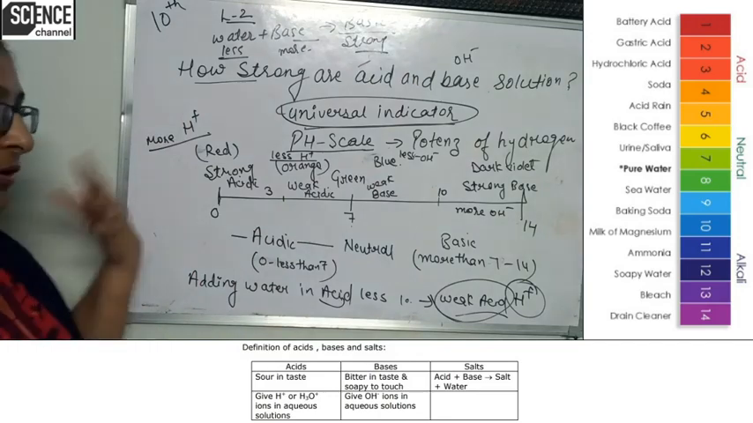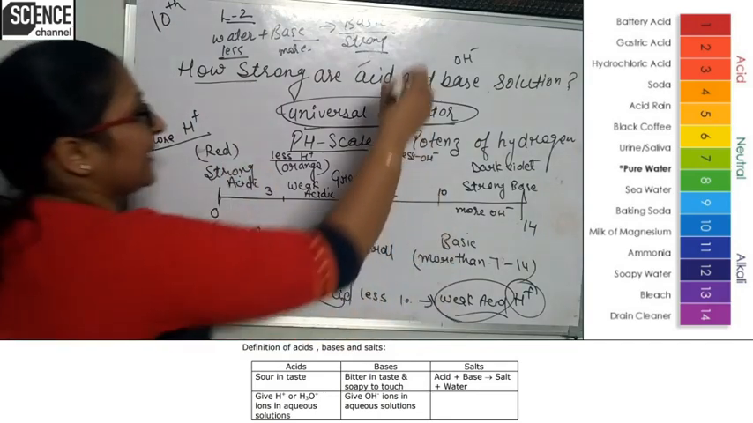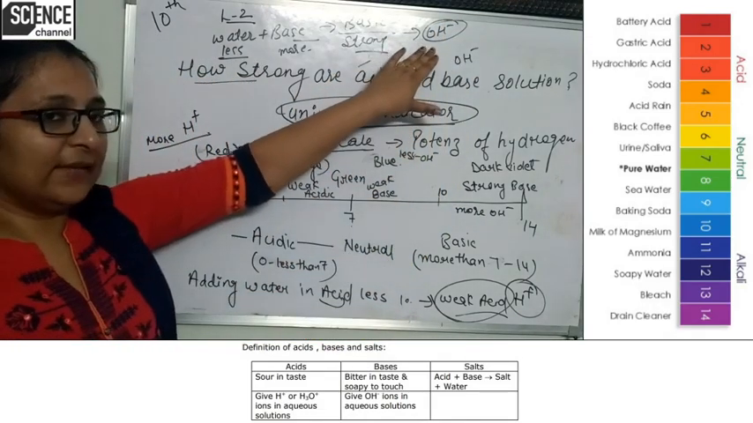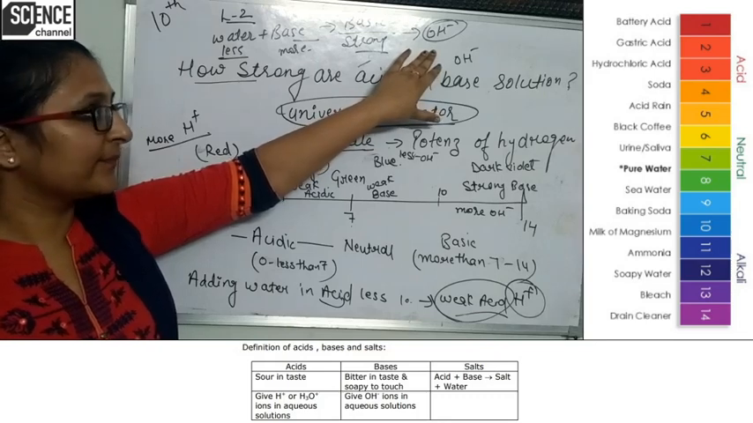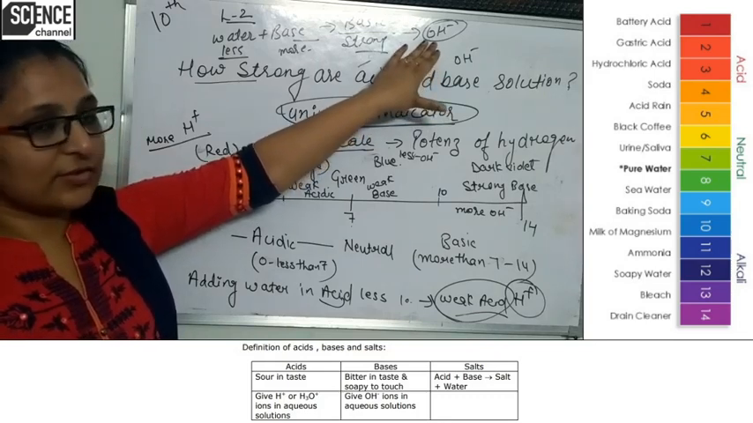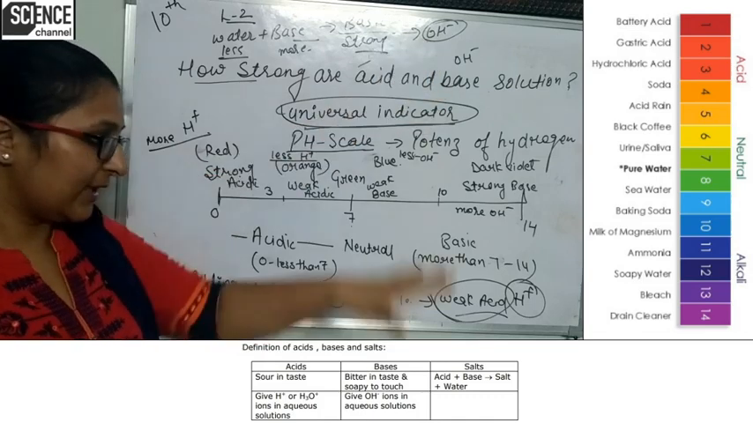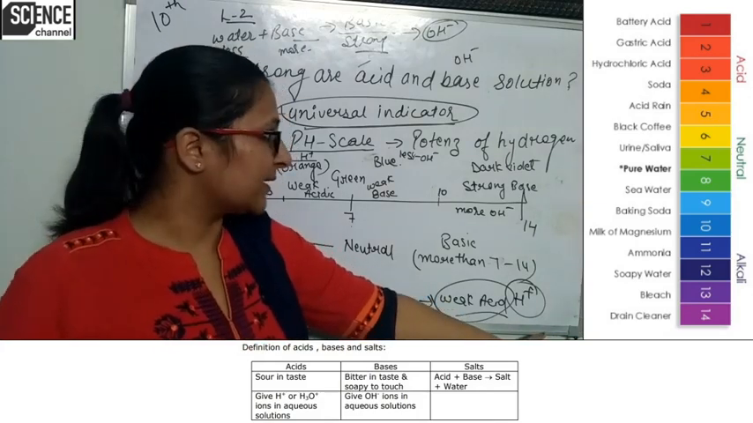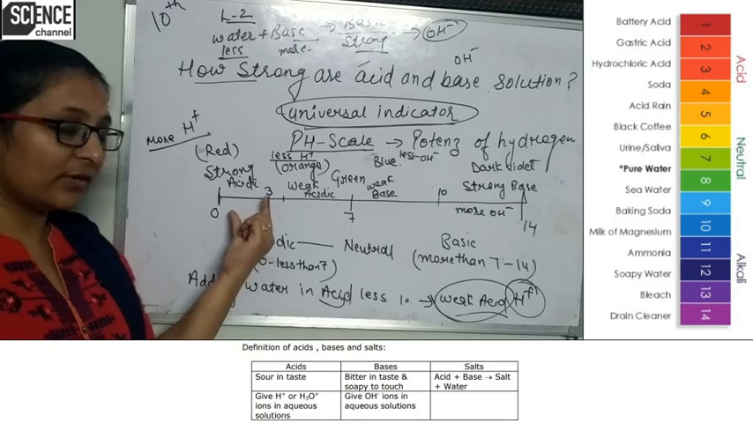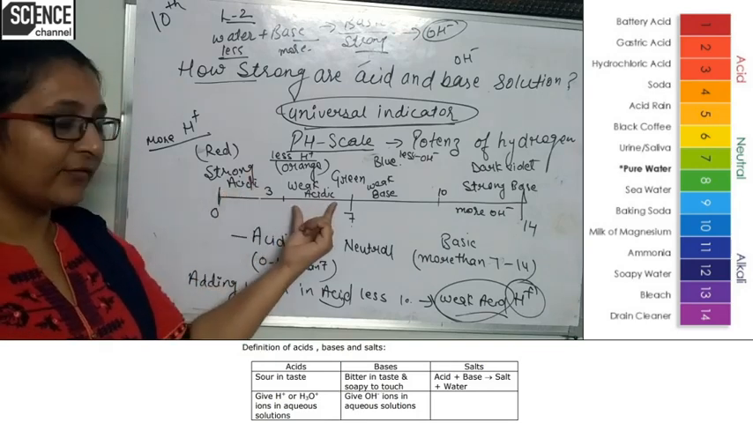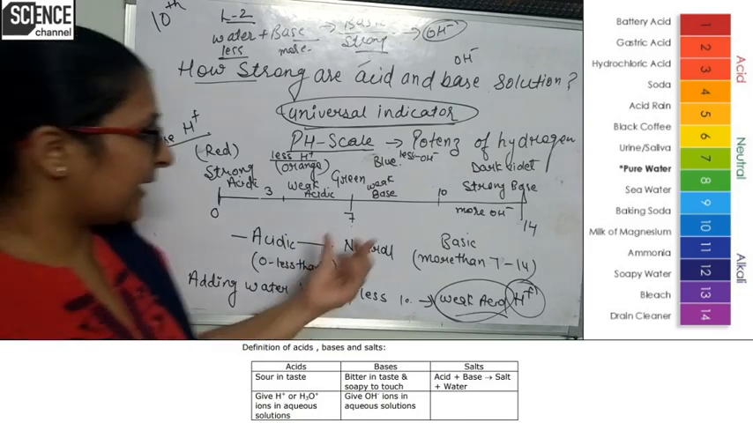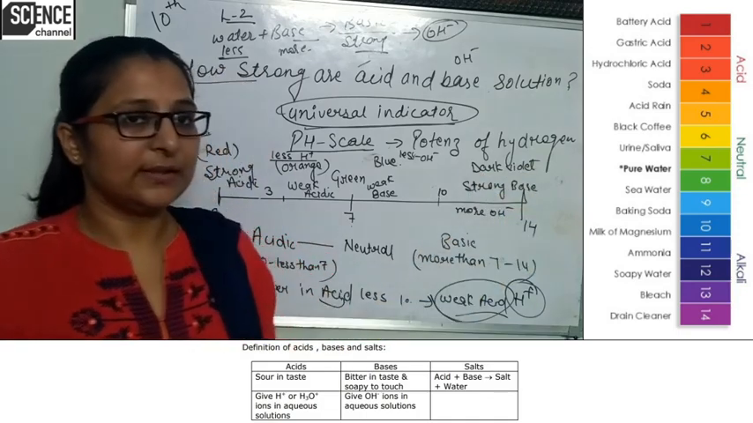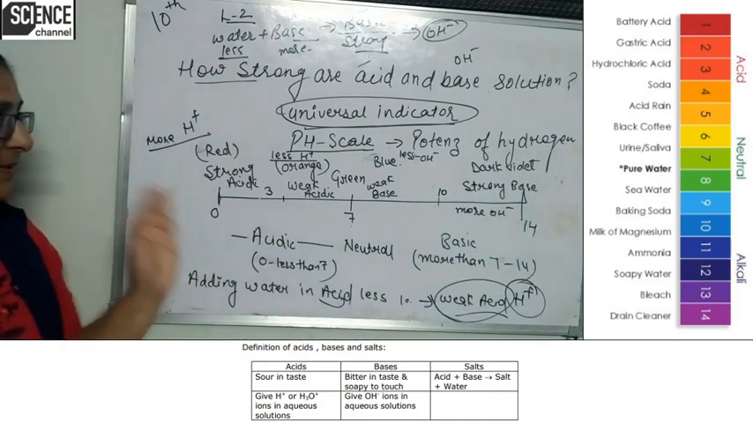And in a strong base, according to the concentration, there is more OH negative ion. They give more OH negative ions. Clear? On the basis of concentration, if they have a strong base, they have more OH negative ion. If they have a weak base, they have a less amount of OH negative ion and vice versa. And according to the color, if they have a stronger acid, they give a red color. If they have a weak acid, they give about an orange color. And if they have a weak base, they give bluish color. And if they have a strong base, they give a violet color. Clear? This is about the universal indicator.